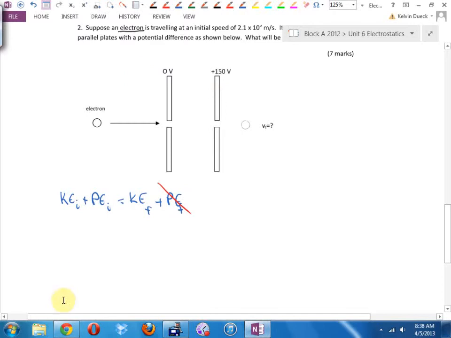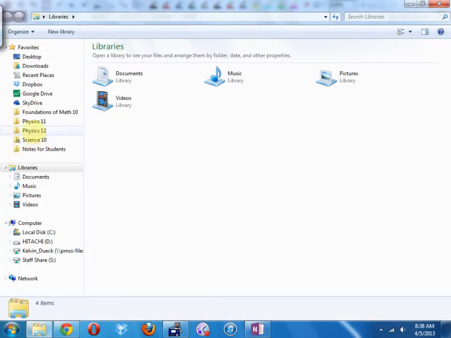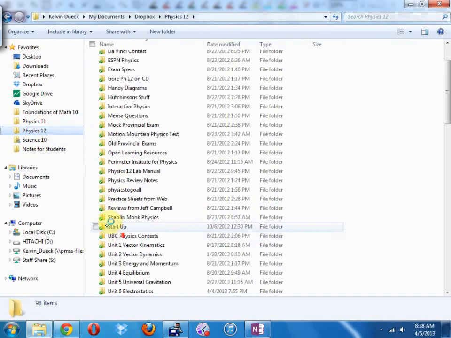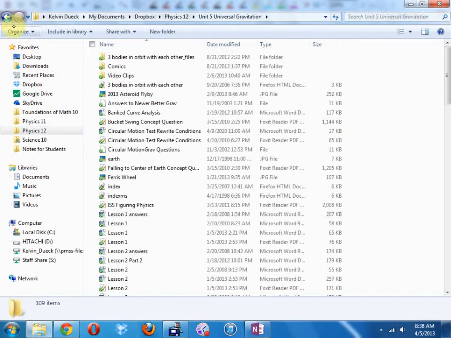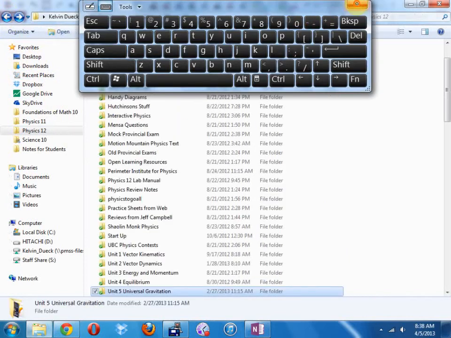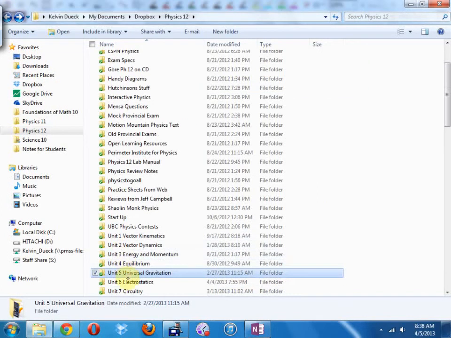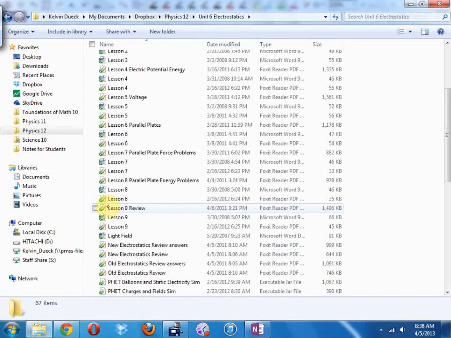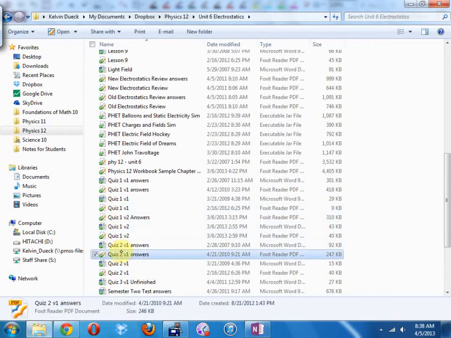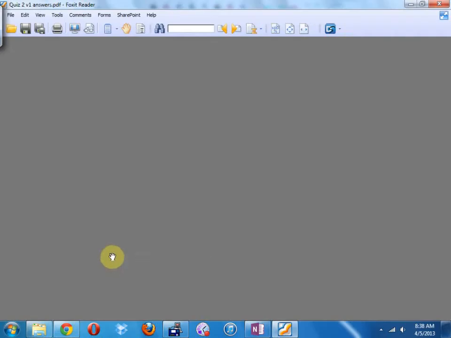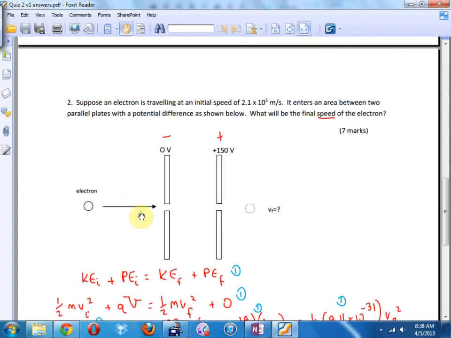I'm going to wimp out, I think, because it's lots of typing and number crunching. Physics 12. I don't want gravitation. I don't want that open either. Electrostatics. That was quiz number 2. Answers. There we go. I need answers.